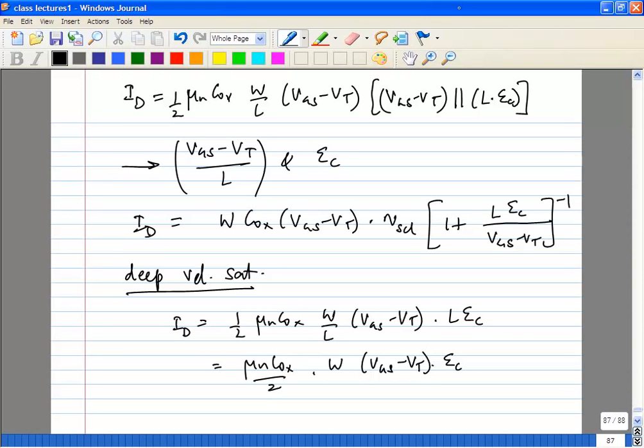Okay, so it just so happens that as the process scales and your length gets smaller and smaller, your VGS minus VT over L gets larger and larger. So for smaller and smaller overdrives, for smaller and smaller VGS minus VT, you get into the short channel domain. That is the only difference. Okay.